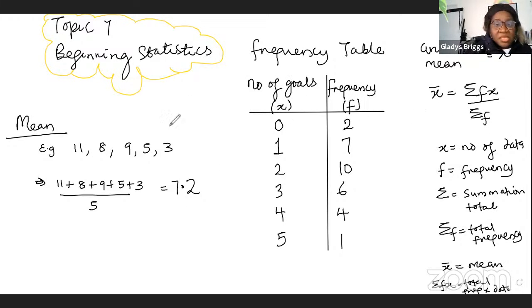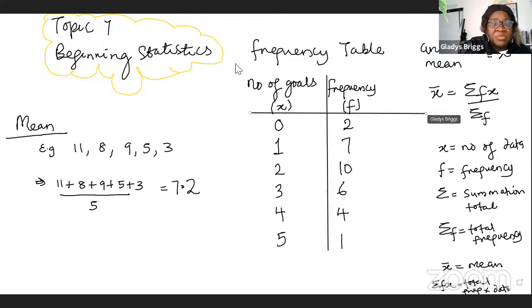Okay, so to be able to work out the mean for this data, the first thing that you want to do is extend the table to include a column for F times X, because in the formula we have sigma F times X.